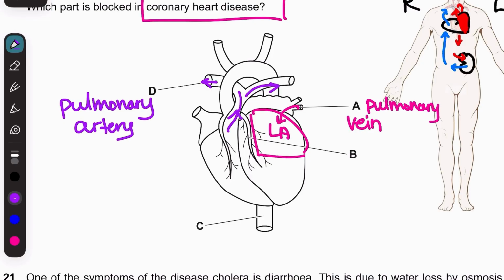That's what D is. And then we need to know what C is. So C is actually carrying blood up this way into the right atrium, and this is a vena cava.